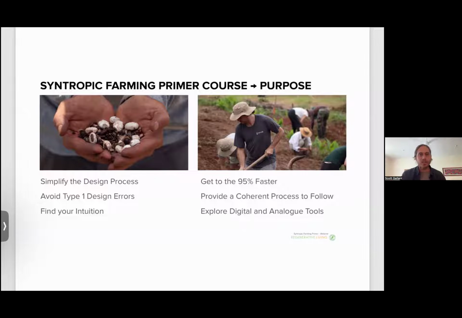So there's certain things in syntropic farming where if you do that wrong, it's probably going to be a problem 5, 10 years down the road. There's all sorts of things where you can make lots of mistakes and it's not going to matter. It's going to be fine. But we're really trying to help people focus in on the key points. We're going to be introducing some digital and analog tools that we found useful in our process, and we're going to see some of those here in the webinar specifically.